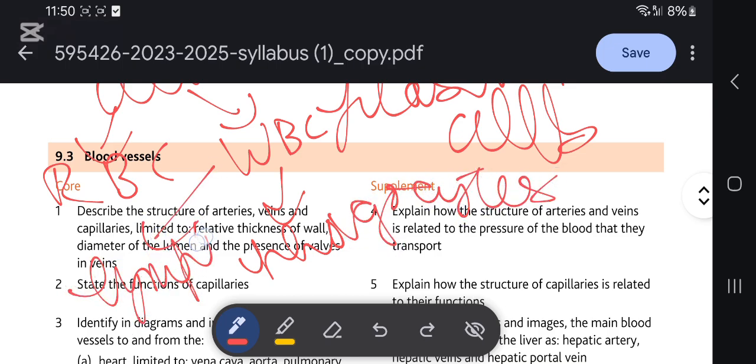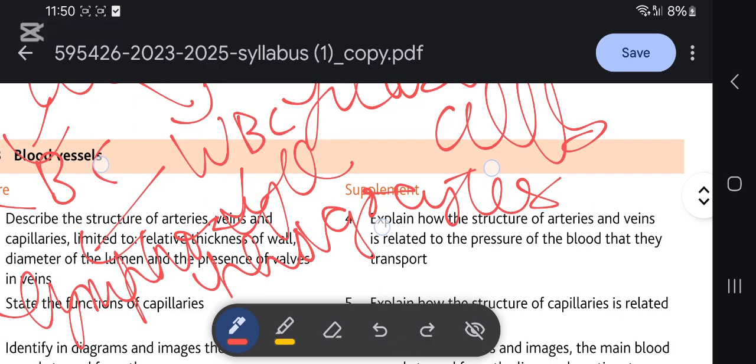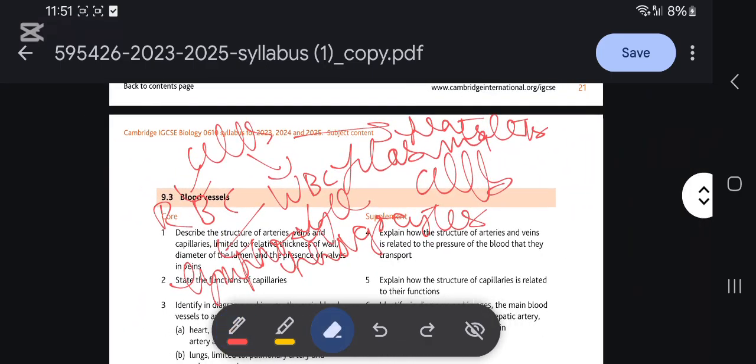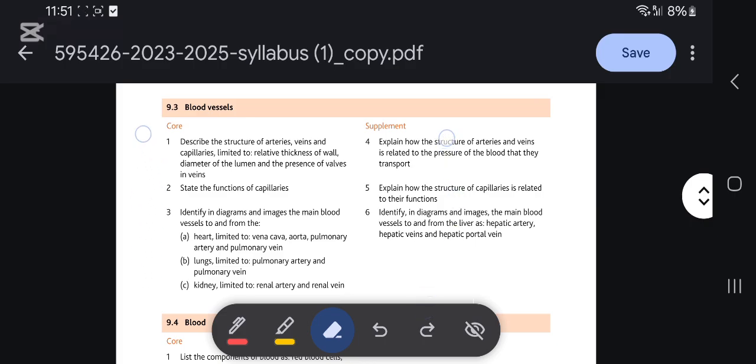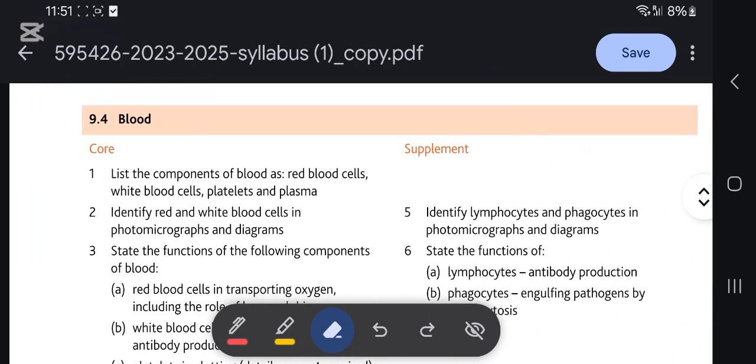So let's have a closer look at what this all is. These are blood vessels. Let's have a look at the blood first. Basically, blood is made up of red blood cells, white blood cells, platelets, and plasma. Remember this. Identify the red blood cell and white blood cell in the diagram, we'll see that later.